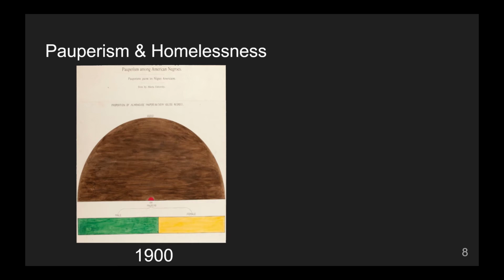Here we have Du Bois' original chart, which shows the rate of pauperism in black Americans, which is 86 to every 100,000 at the time Du Bois made the chart. The original chart is optimistic in that this dot is very small compared to the surrounding semicircle, which reflects the total black population. The bar beneath this semicircle is showing us a gender breakdown of pauperism.